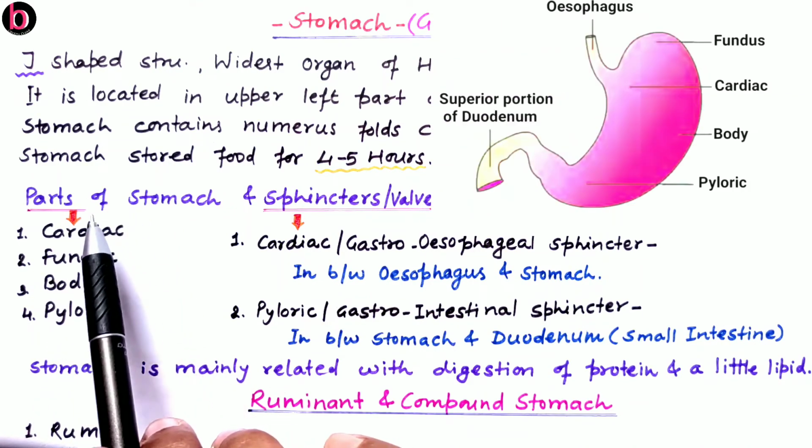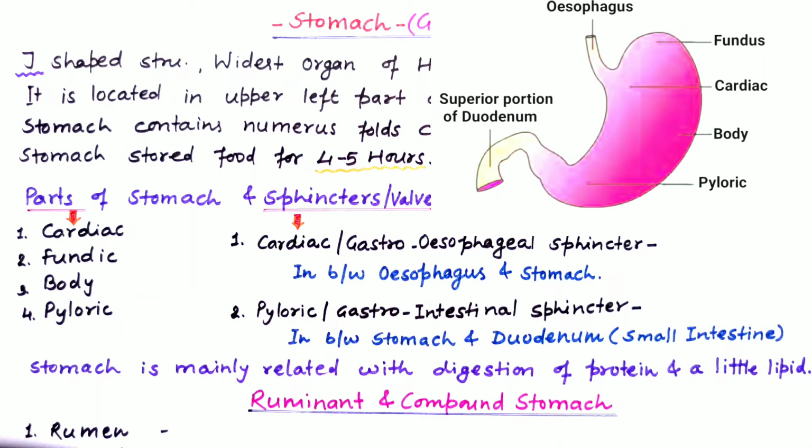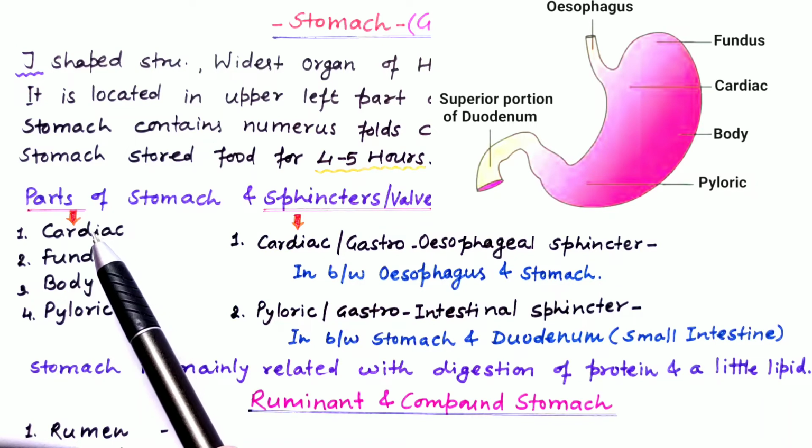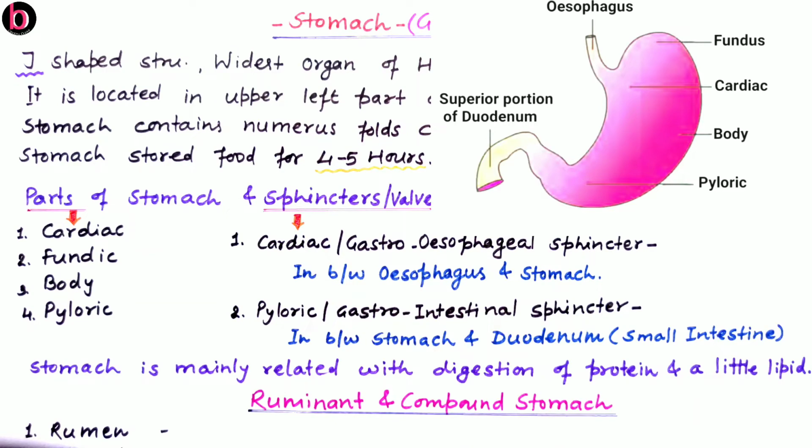Now the next topic is the parts of the stomach as well as the sphincters or valves of the stomach. There are 4 parts you can see in the diagram. The first, at the entry of the esophagus, is known as the cardiac. The next one, the very anterior or tip part of the stomach, is known as the fundus. The third one is the body, which carries the most functional part of the stomach. Here there are a number of exocrine glands that we will discuss further, and the last one is the pyloric part. This terminates into the small intestine.